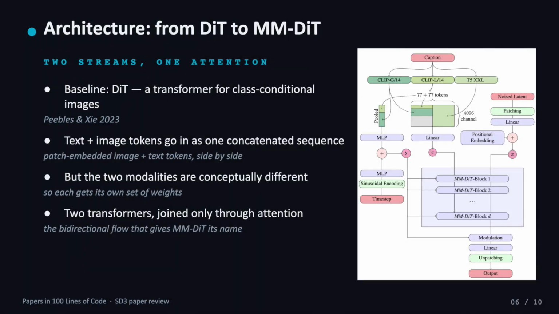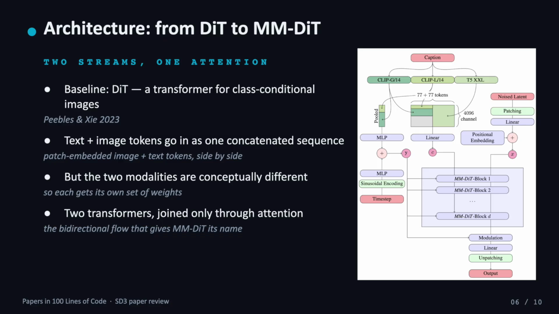Now, the architecture. Stable Diffusion 3 starts from DiT, the diffusion transformer from Peebles and Xie. DiT was originally designed for class-conditional image generation. You take a class label, fuse it with the time step, and use that to modulate a stack of transformer blocks. The new architecture in this paper is called MMDiT. MM for multimodal, DiT for diffusion transformer. It modifies DiT for text to image.